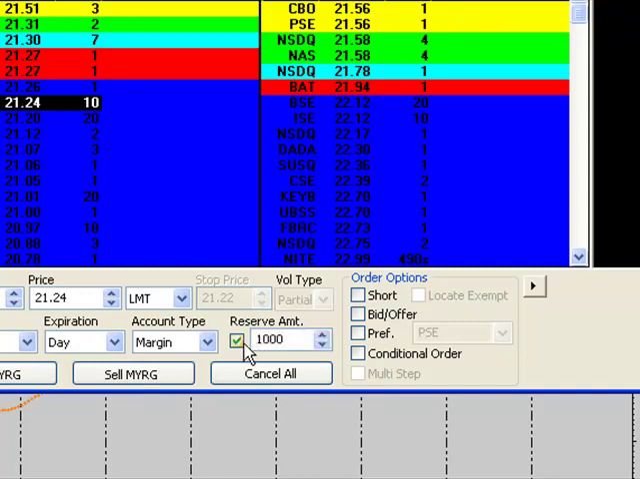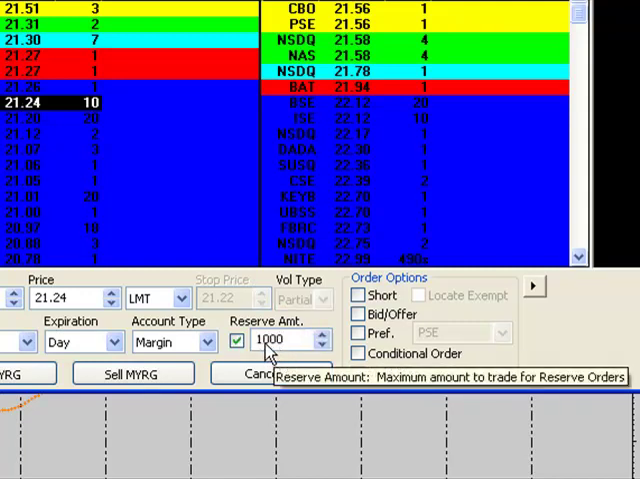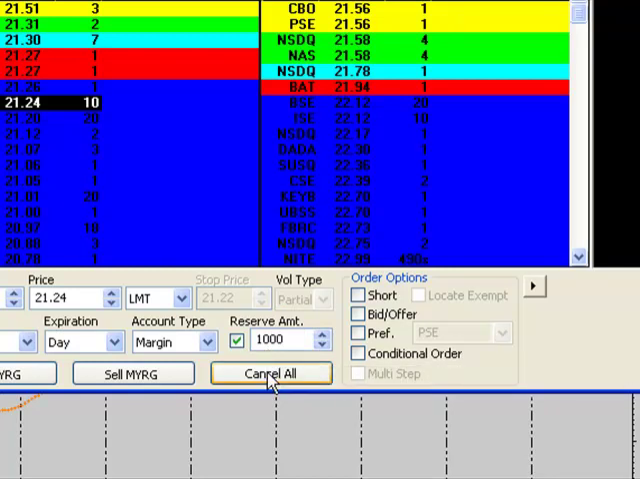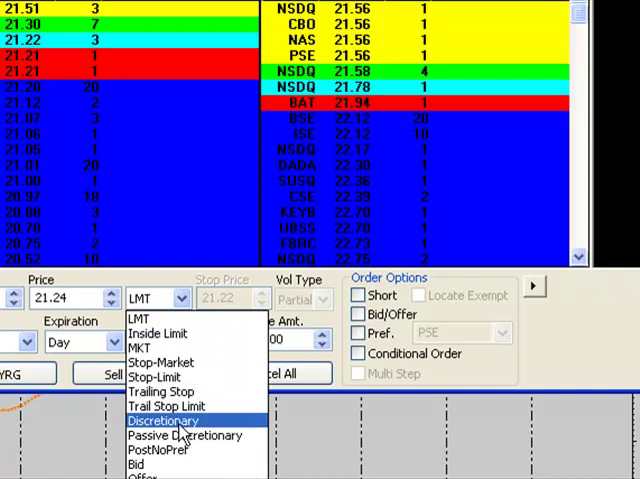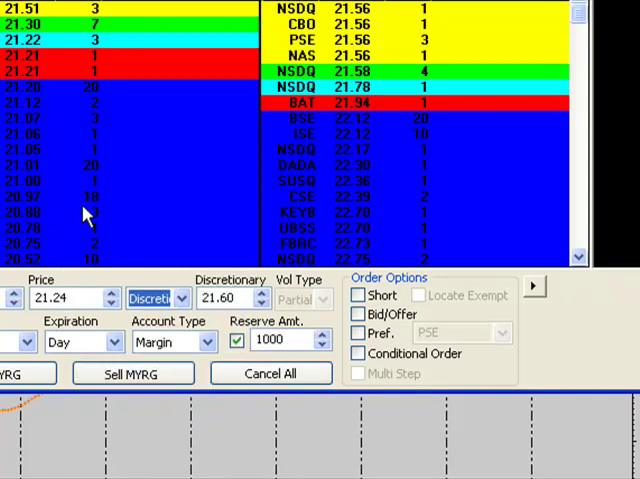But what I did was I clicked this reserve amount for 1,000 shares. So anyone who's looking at this would only see a bid for $21.24 for 100 shares. Now what I can do is something even sneakier, which is this discretionary order. I like to use the discretionary order a lot. So what I would do is show 100 shares, let's say at $21.20, or maybe even all the way down to 21. But I'll put in discretion to fill me at $21.25.